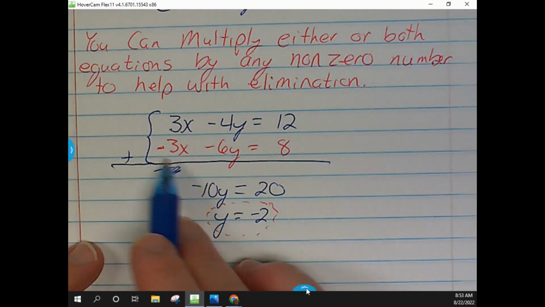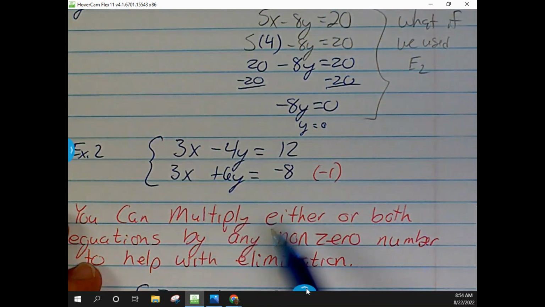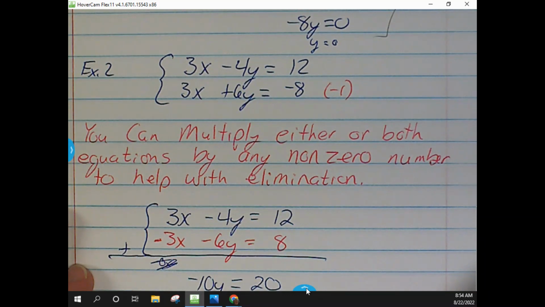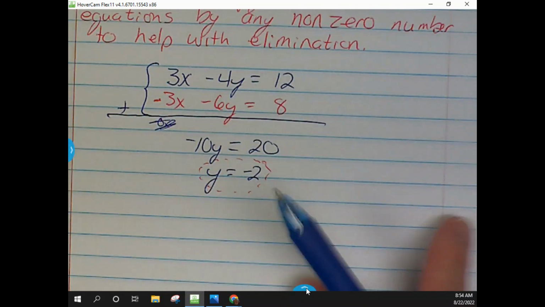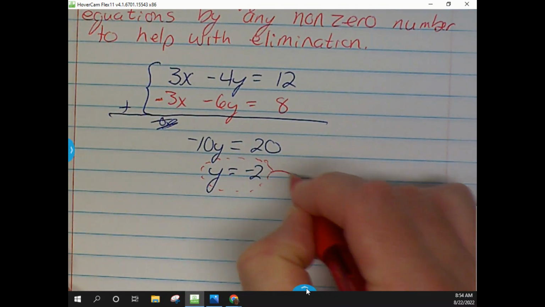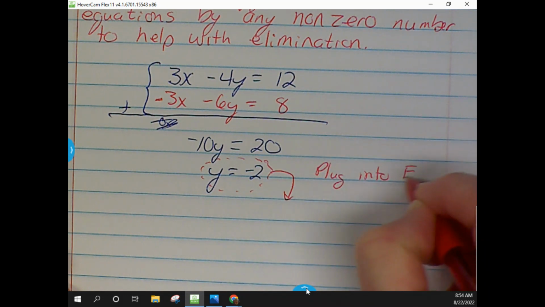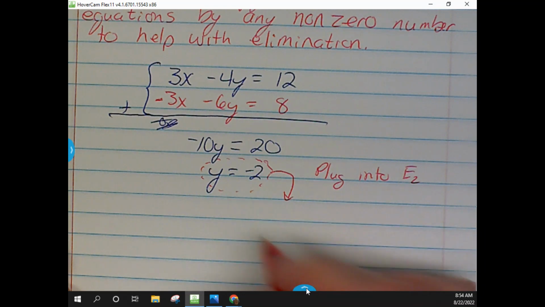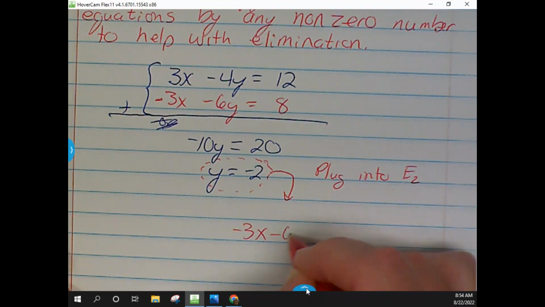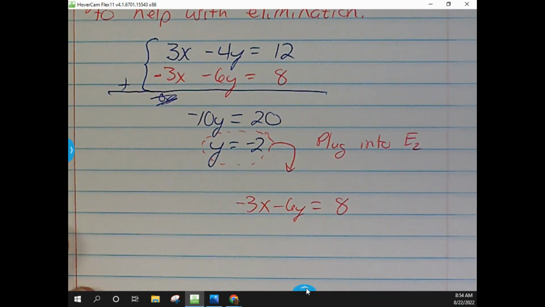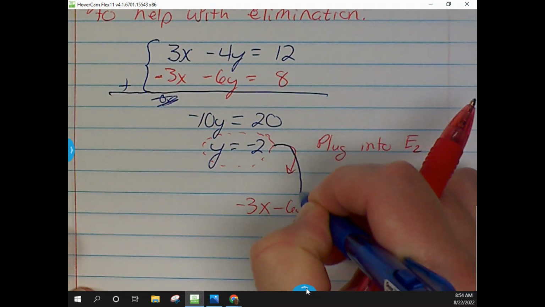And it doesn't matter if we pick this equation 2 where we multiplied by -1, or this original equation 2. As long as we pick any one of these equations that's got an x and a y, we're good to go. So just pick one and see what we get here. For this one, I'm just going to use this equation 2 that's right here. So that's -3x minus 6y equals 8. Again, we're going to plug in -2 right there.